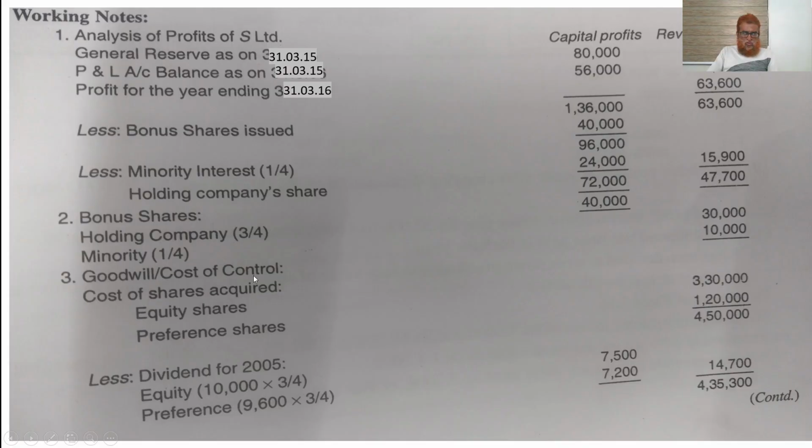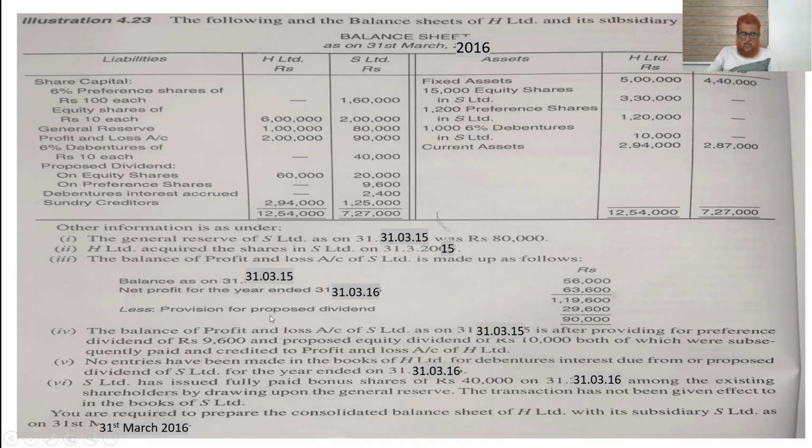Now cost of control or goodwill. See, cost of control formula is cost of investment minus paid up value. And if there is any capital profit, it should be adjusted. So cost of shares acquired, it is given in the balance sheet from holding company. That is this 3,30,000 asset side, you see. I'll show, see the cursor point, 3,30,000, 1,20,000. This is what we say cost of investment, 3,30,000, 1,20,000.